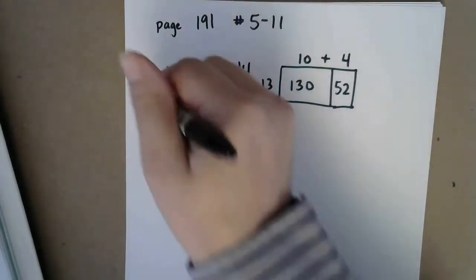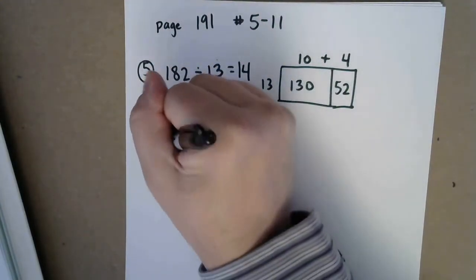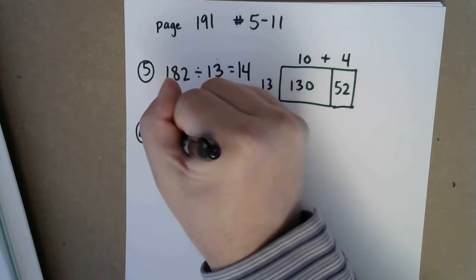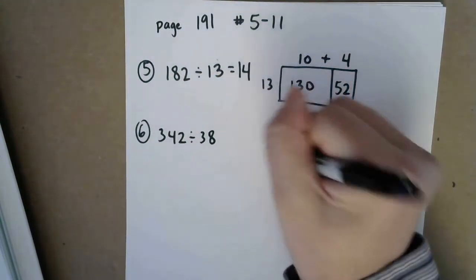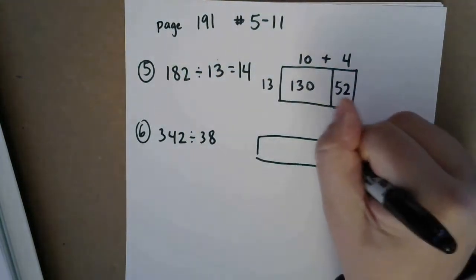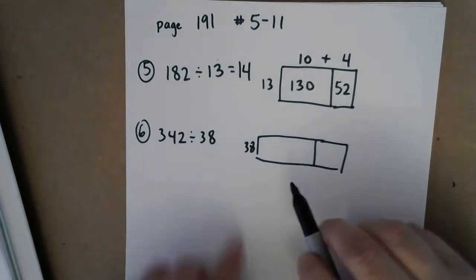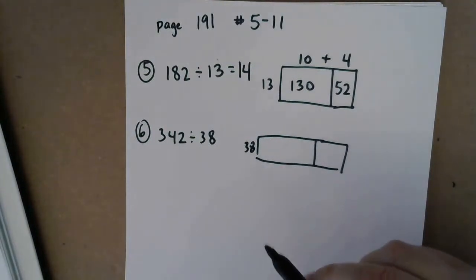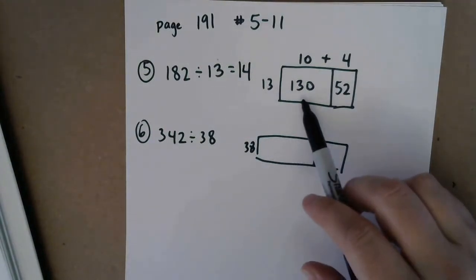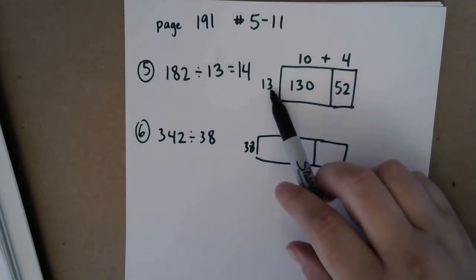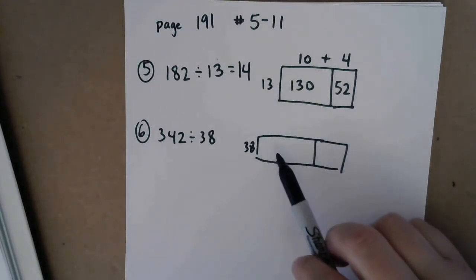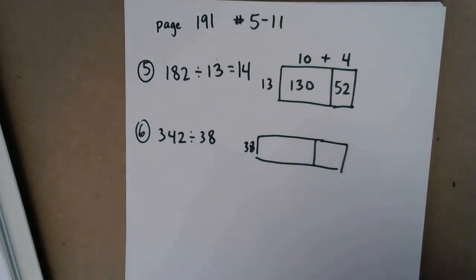Let's try the next one, number 6. They don't give you the model this time, so we have to make it ourselves. We have 342 divided by 38. So I'm going to draw up my model. There it is. We know this side's going to be 38, and we want to think about a number that's going to be compatible. Now, before I automatically thought of 130 for 13. Here I'm thinking 380. But I can't do it. 380 is too big. So I want to think of another number that might be compatible with 38.